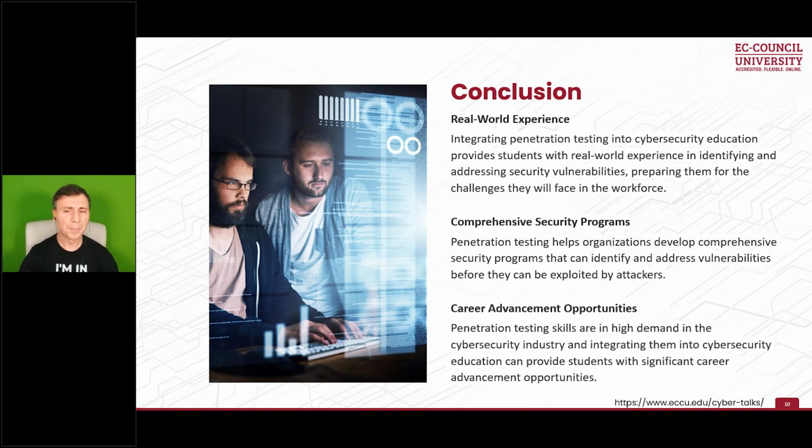And that's what pen testers also do, depending on the scope, of course. So I know how hard it could be to have that in the security program, because it requires a lot of resources and a lot of preparation. But it's worth it, because that's where students really may learn things. And finally, career advancement opportunities. We talked about that before: pen testing skills are in high demand in the cybersecurity industry, and integrating them into cybersecurity education can provide students with significant career advancement opportunities.